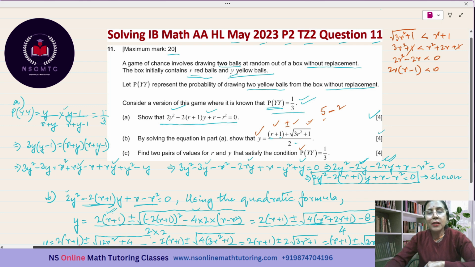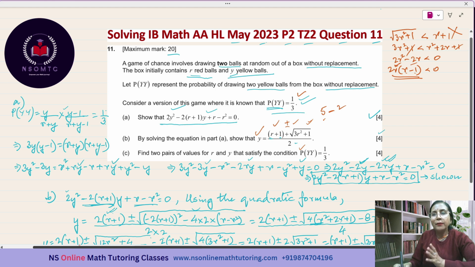So you are taking the first yellow ball out of the box, 100% chance that you will be taking out a yellow ball because there are all yellow balls in the box. Similarly, for the second case, taking out the second yellow ball. So in that case, definitely the probability of drawing two yellow balls from the box without replacement will never be equal to 1 over 3. So that proves that r is not equal to 0. So we cannot have this case.